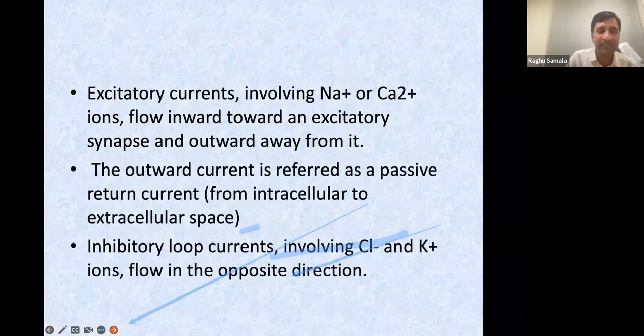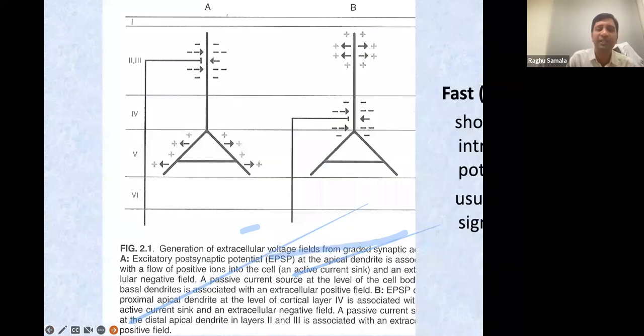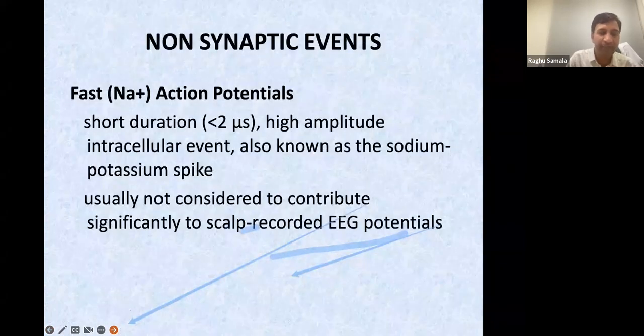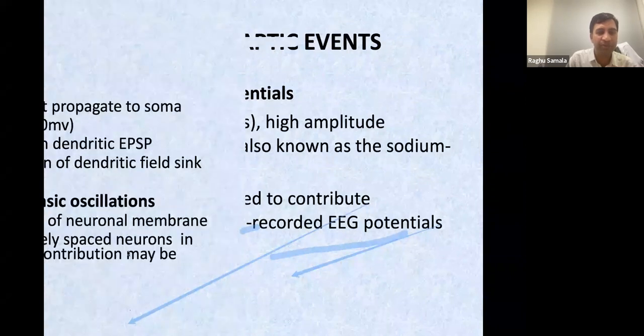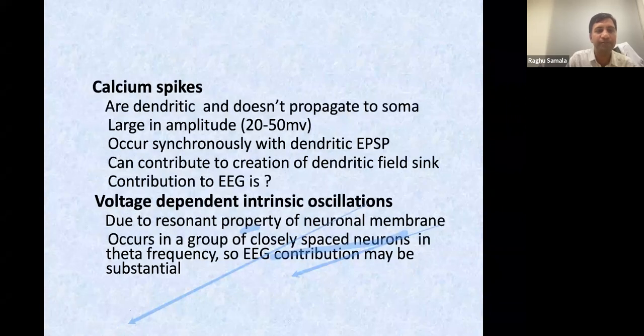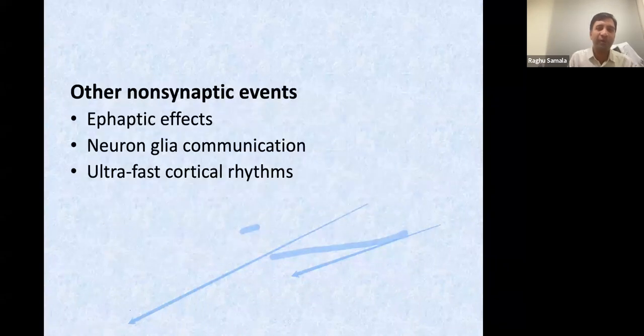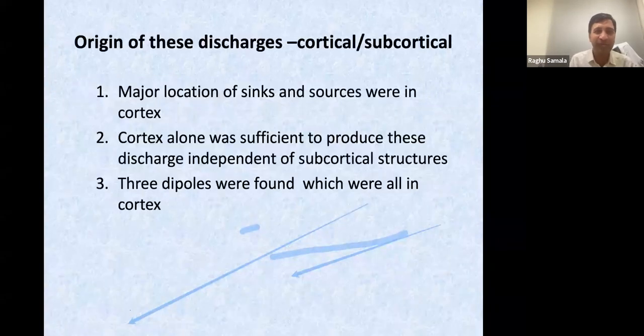So non-synaptic currents are because of the fast action potentials, because of the short duration, high amplitude sodium channels, and calcium channels also contribute to an action potential. Okay. So what is the major origin of the discharges? The major location of the sinks and sources is in the cortex. I told you, a sink predominantly represents the neurons, where the current flows in. Sources are the extracellular spaces.